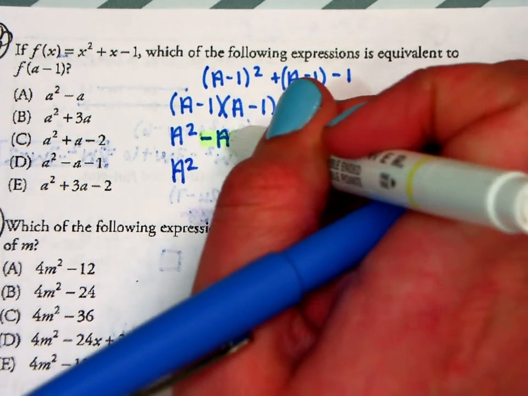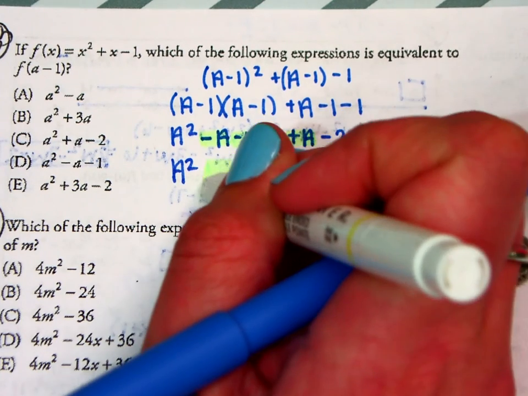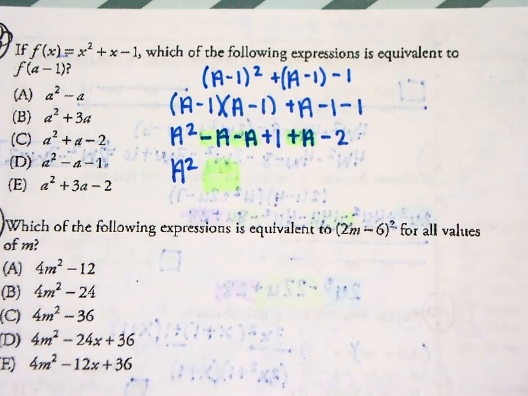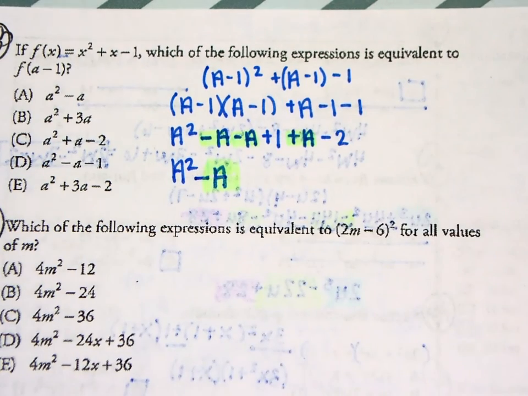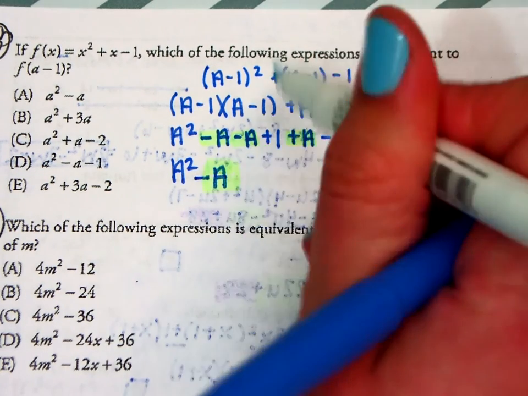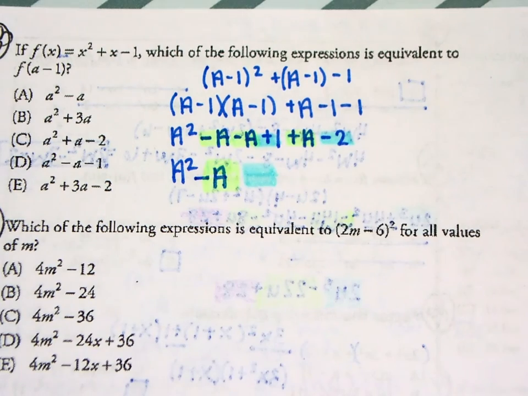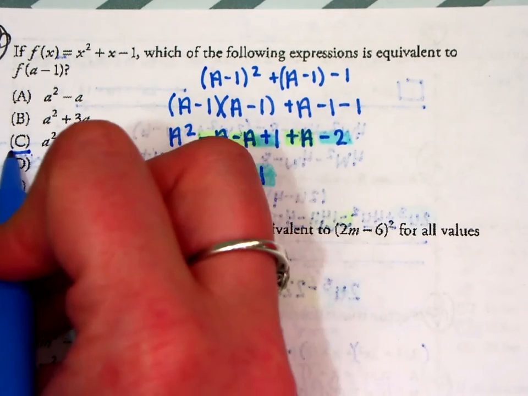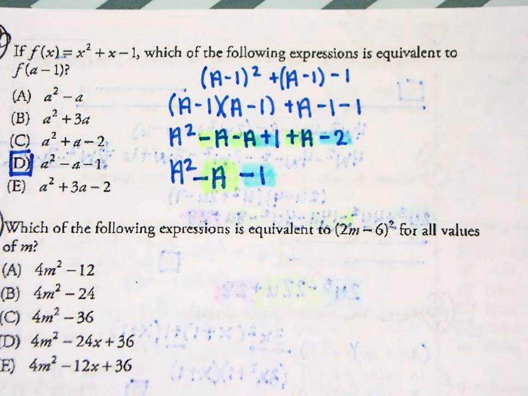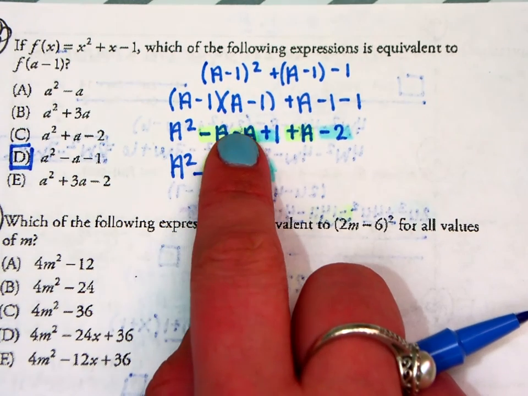Negative a plus negative a is negative 2a, plus a positive a is going to leave me with a negative a. Then I have a positive 1 and a negative 2, so 1 minus 2 is negative 1, which is answer choice D. So just be mindful when you're distributing right here that you can't just distribute the squared. That's what they're hoping for, and they're hoping that you miss it.